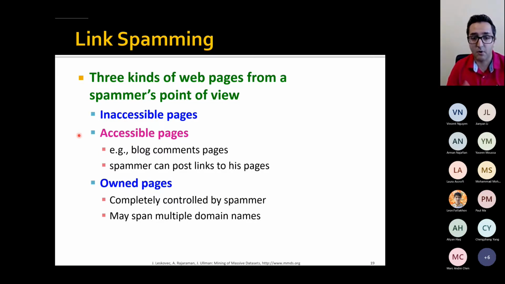Another example is forums. So you can create a profile on a forum, and then you add some links to your profile. And because your profile is a page on that website, you could add links, basically. Okay, so accessible pages, not owned by the spammer, but can be used to add links. And finally, the last category of web pages on the internet are the ones that are actually owned by the spammer. So the spammer actually creates some web pages just for the purpose of adding links to some other websites.